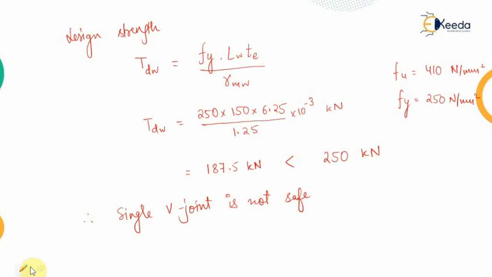So that means we need to revise certain section properties. From this formula calculated for the design strength, we know that Fy and gamma Mw cannot be changed. Only these two values, that is Lw and Te, the effective length and the throat thickness, are the two parameters which are in our hands, which can be increased. And if we increase the numerator, that means we will increase the design strength. So either we will increase the length of the weld or the thickness of the weld. And by providing the double V type joint, we are increasing the effective throat thickness, and then we will see what is the impact of this on the total strength.